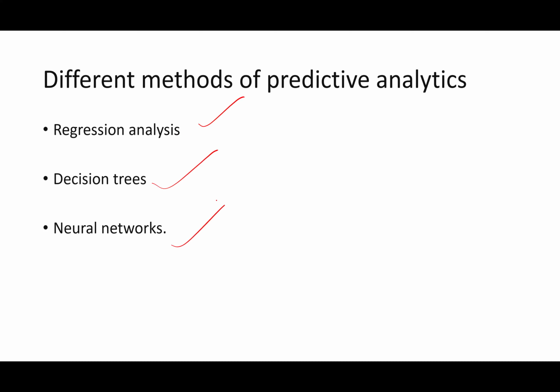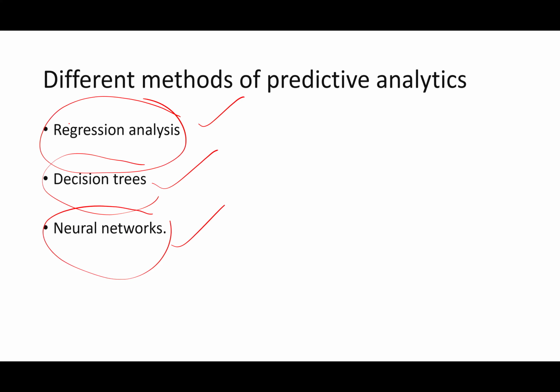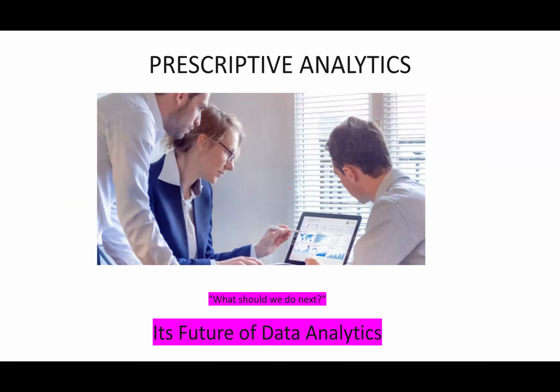So these are all predictive models. We call them predictive models, which are used in different applications in order to predict the future. Based on the predictions we'll take some decisions. We will discuss what is regression analysis, what is decision trees, what is neural networks. All this we'll discuss in the future classes. Don't worry. So now you understood what is predictive analytics.